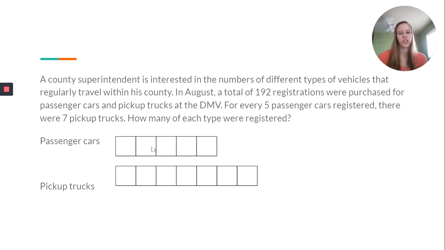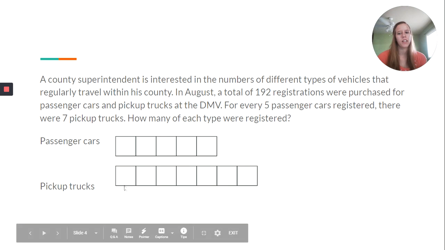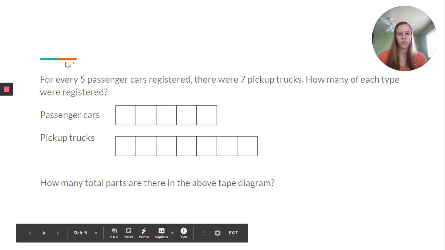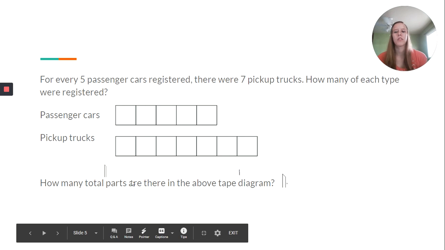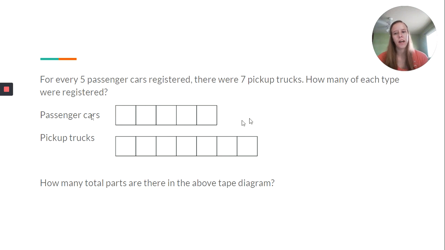We can see we have 1, 2, 3, 4, 5 squares here to represent the passenger cars, and then we have 7 here for the pickup trucks. So first of all, to find how many were registered, we need to find how many total parts there are. We take the 5 passenger cars and the 7 pickup trucks, we get what? Well, we get 12. So there's 12 total parts in our diagram, the 5 passenger cars and 7 pickup trucks combined.